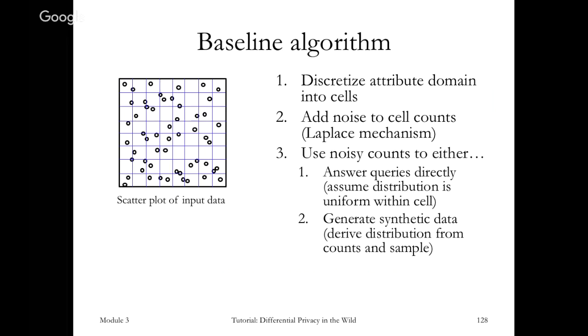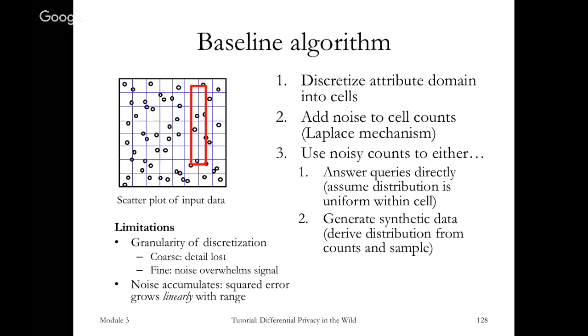And so what we might do is, if I get a range query like this that overlaps partially with some of the cells, I could assume a uniform distribution within the cell. So if the range query only covers half the cell, I'll take the count and divide it by 2 and include that in my answer. Alternatively, I could generate synthetic data. So I have this collection of noisy counts over this grid, and I could derive some distribution from those counts and then draw samples from it. And then I could release that synthetic data and people could query that synthetic data.